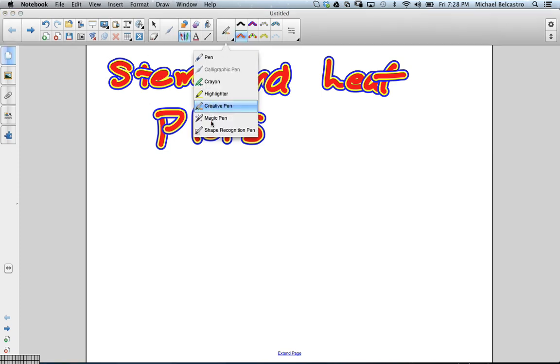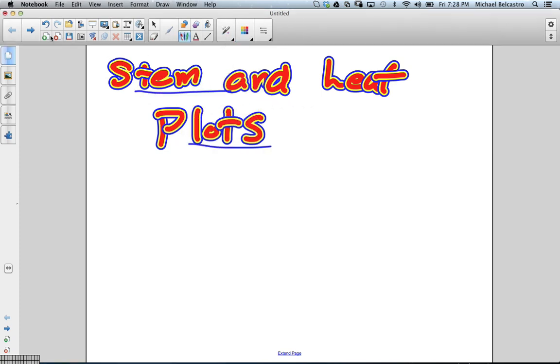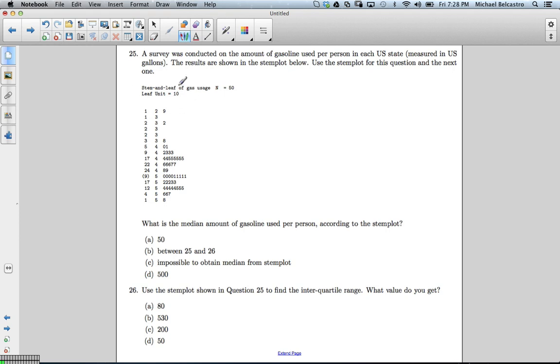We're going to go over stem and leaf plots, okay? On the next page, we have these two questions. It says a survey was conducted on the amount of gasoline per person in the U.S., measured in U.S. gallons. The results are shown on the stem plot. Use the stem plot for this question and the next one.